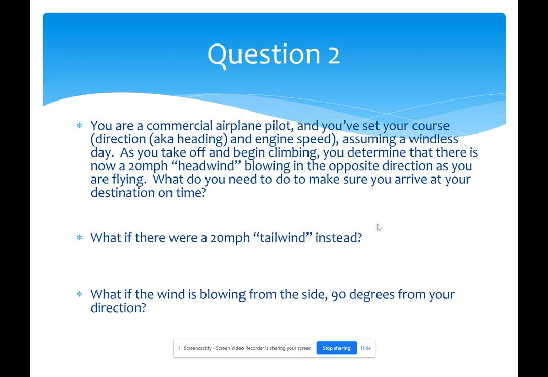All right, next page. You're a commercial airline pilot and you've set your course, your direction or your heading, and your engine speed. Assuming a windless day, as you take off and begin climbing, you determine that there's now a 20 mile per hour headwind. A headwind means a wind blowing towards the head of the airplane from the opposite direction, so blowing in the opposite direction as you are flying. What do you need to do to make sure you arrive at your destination on time?